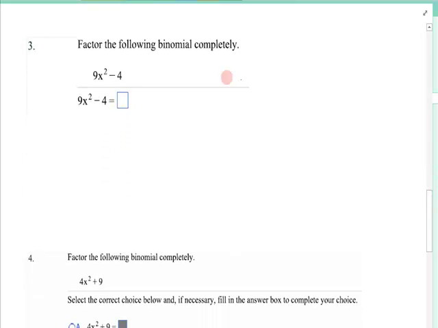Number 3. I have 9x squared minus 4. Is there a common factor? No. It's a binomial. Is it the difference of a square minus a square? Yes. So it will be 1 plus, 1 minus. The square root of 9x squared is 3x. The square root of 4 is 2. Remember, you can check it with FOIL.